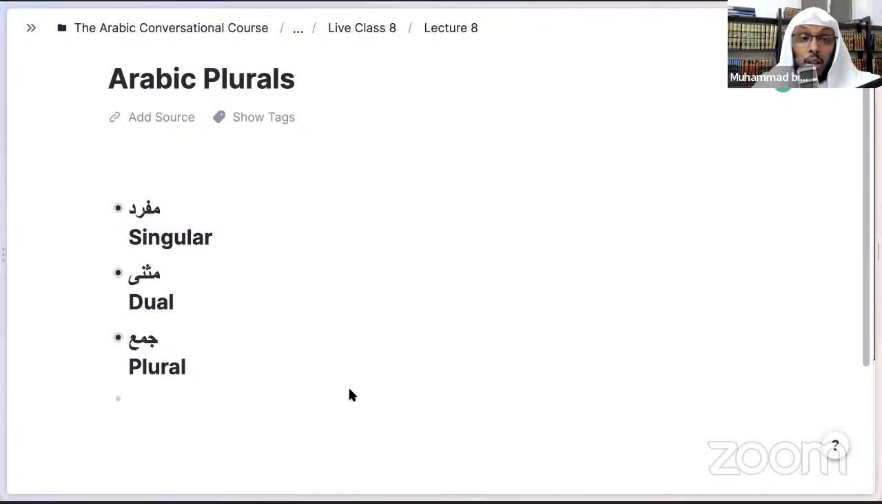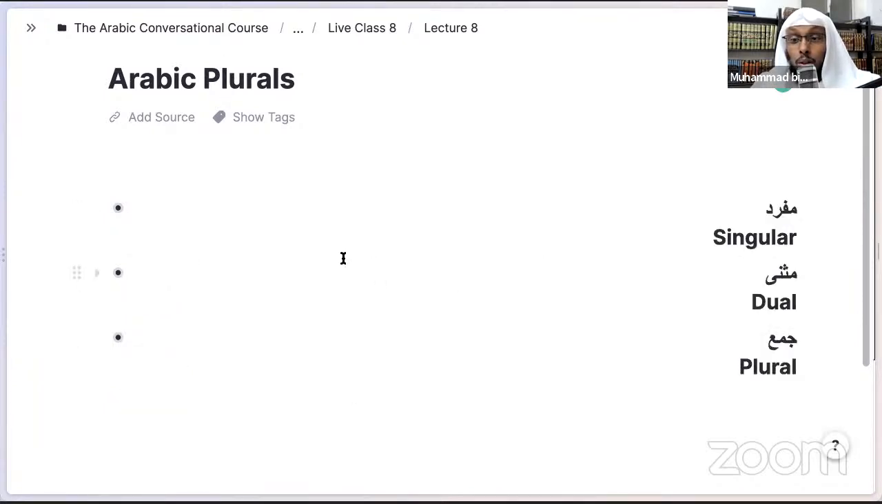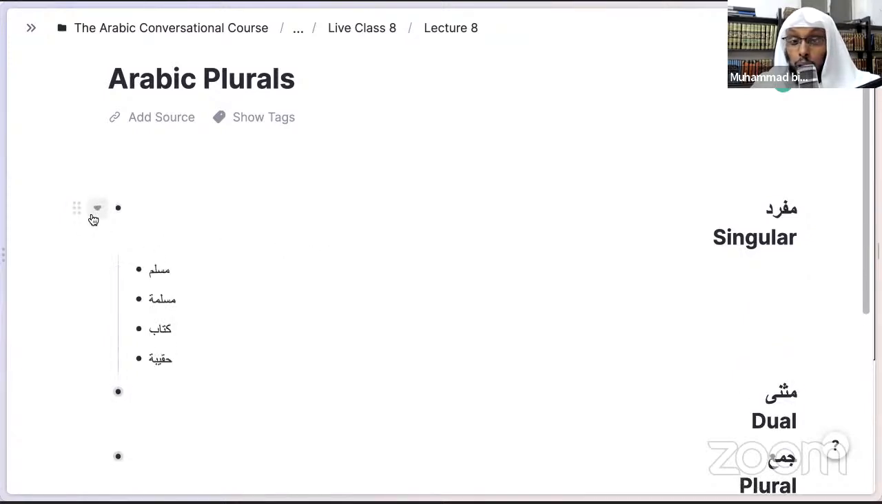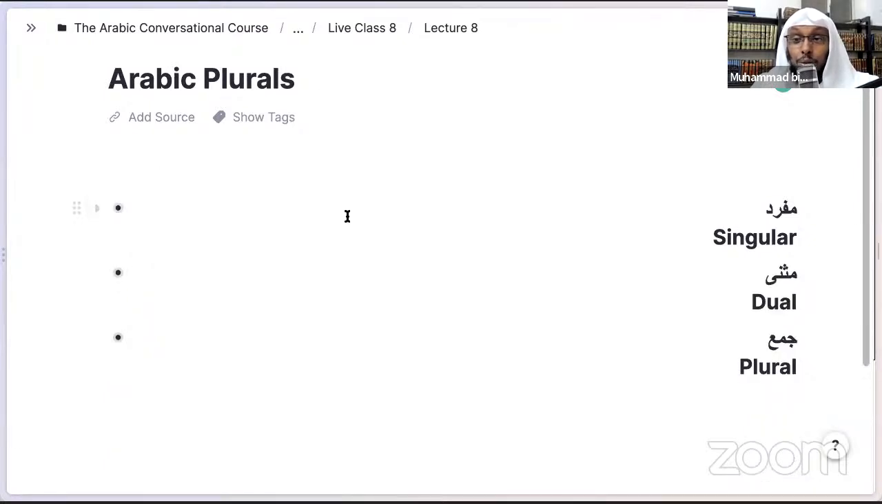Okay, so Arabic plurals. There are three types. We have mufrad, muthanna, and jama'. I'm not sure exactly what we explained last week, but I'll just go over it again. Please excuse me, I can't remember. Okay, no, alright then. So we have three types of plurals in the Arabic language.